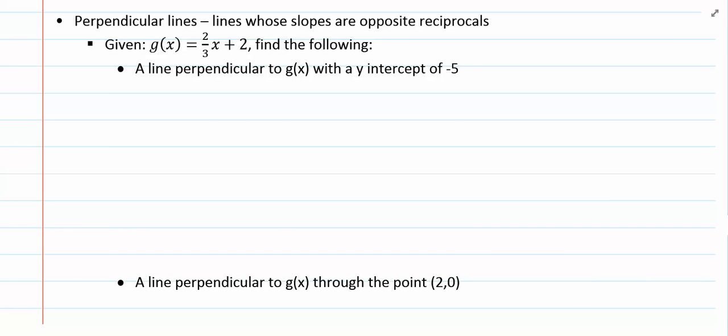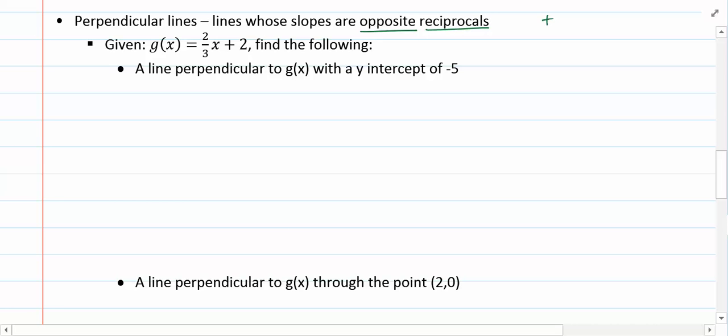Before we move forward with answering these questions here, let's remind ourselves of how we can change our slopes to create 2 lines that are perpendicular to one another. Perpendicular lines are those whose slopes are opposite reciprocals. They're opposite of one another and they are reciprocals. So opposite means that we change the sign from positive to negative, and reciprocals mean that we flip the fraction.